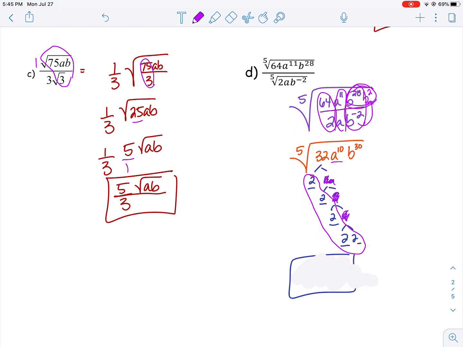All right, I have 10 a's. If I'm looking for groups of 5, what's 10 divided by 5? 2. I have 2 groups that I can bring out with no lonelies. I also have 30 b's. If I'm looking for groups of 5, what's 30 divided by 5? It looks like 6 even groups with no lonelies. So I have no lonelies underneath my radical. So that radical's gone now. I have a 2 outside, I have a to the second outside, and I have b to the sixth outside of my radical. No more radicals, no more lonely terms left over. And so that would be my simplified final answer. Make sure you know how to simplify using both your product rule and your quotient rule for radicals.